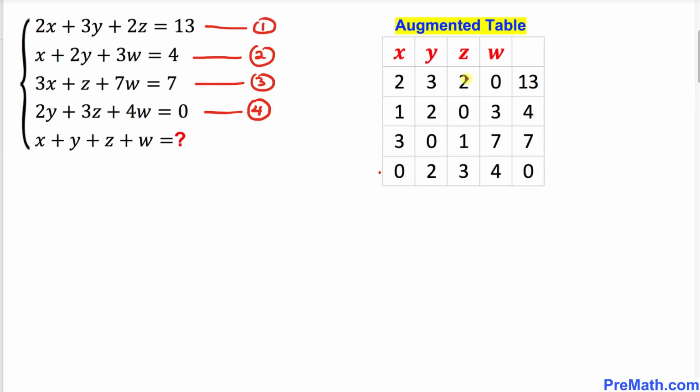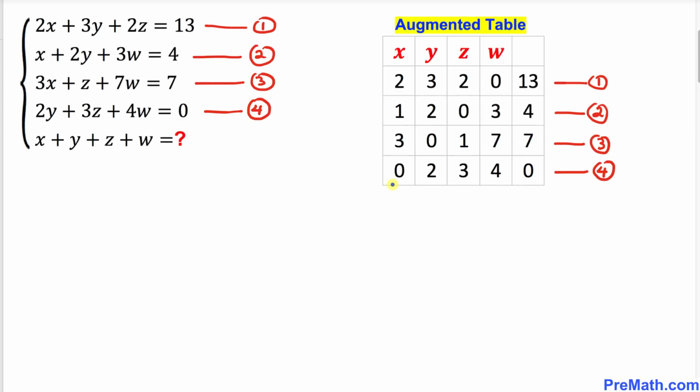And here's our refined table. Let me go ahead and write this down as equation 1, likewise this is equation 2, this is equation 3, and this is equation 4. And here's our next step. Let's go ahead and focus on equations 1 and 3.